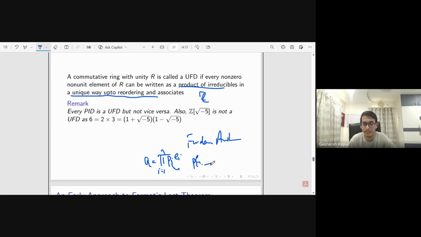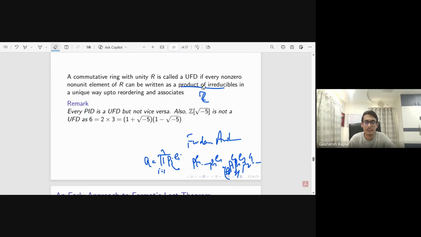So what that means is if you have p1, e1, and pn, en, you can change the order. You can write this as p1, e1, pn, en, p2, e2, and so on. And you can also write plus minus 1 here, plus minus 1 here. So up to reordering and associates, this factorization is unique.